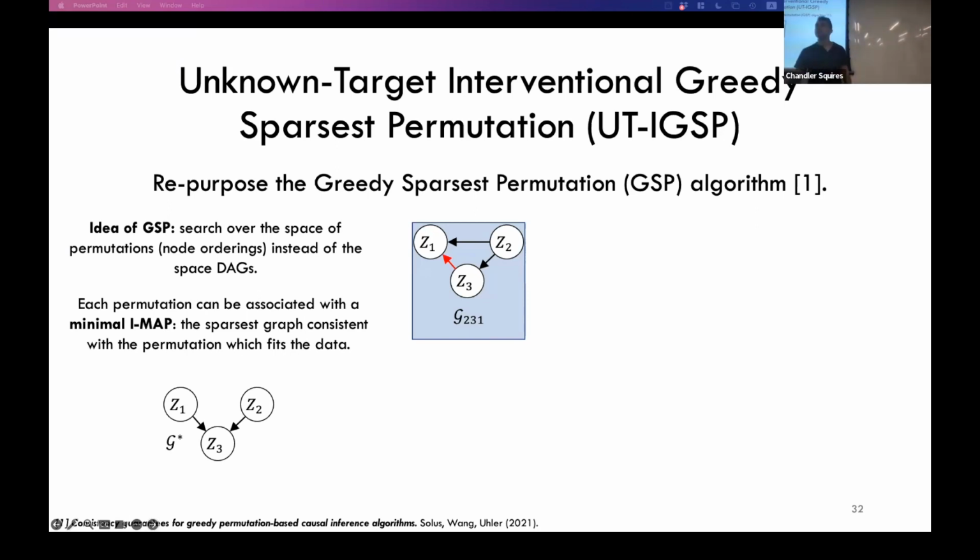You can't get rid of those because those variables in the true graph are right next to each other. There's no way to separate them. But we're going to get this extra edge from Z2 to Z1 because essentially, if you were missing it, you would be getting a conditional independence statement, Z2 independent of Z1 given Z3, which is not in the original graph. Again, this is based on d-separation.